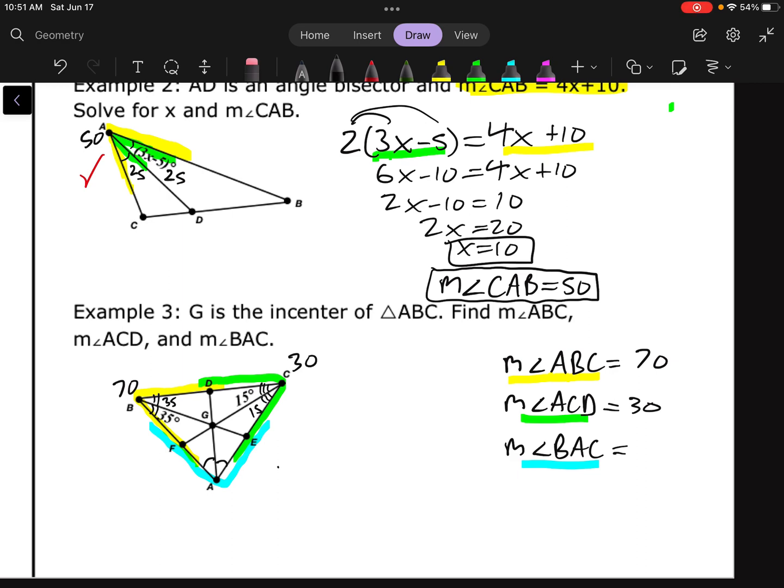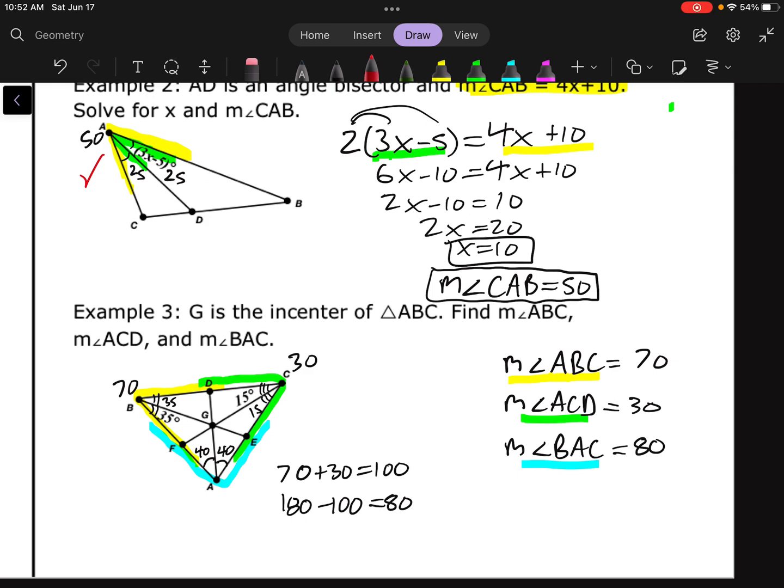All three of those have to add up to be 180. So if I do 70 plus 30, I get 100. And then 180 minus 100 gives me 80. So BAC's got to be 80. And then, just in case they wanted us to find it, the little ones have to be 40, right? Because 80 divided by 2 is 40.